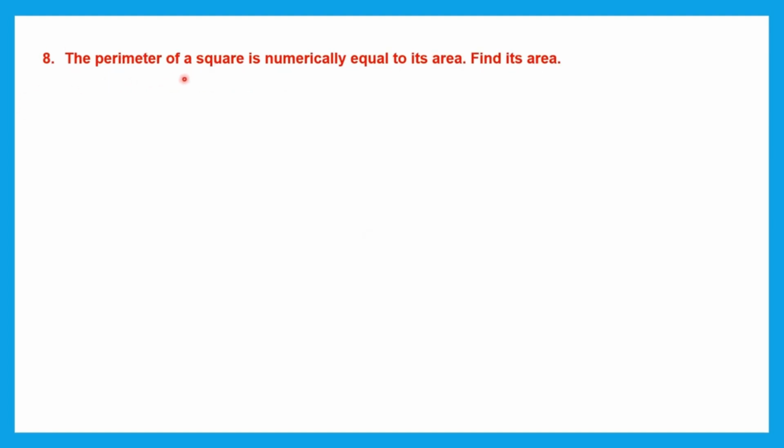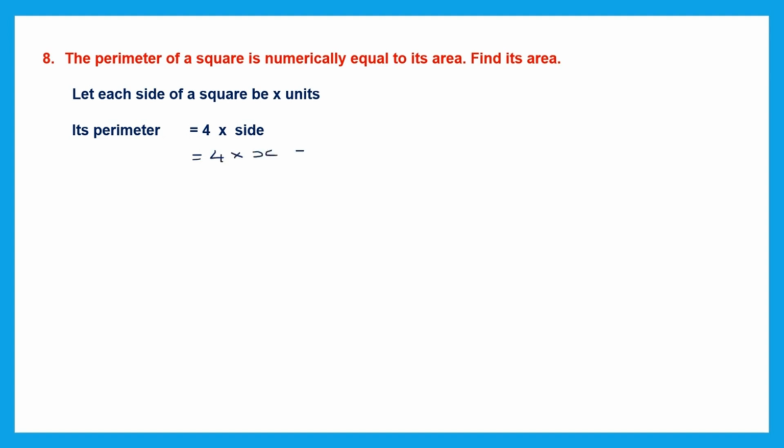Question 8. The perimeter of a square is numerically equal to its area. So find its area. Let each side of a square be x units. We have not been given the units, so let's call it just x units. So each side is x units. That means the perimeter is 4 into side. That will be 4 into x, which is 4x. So the perimeter is 4x units.